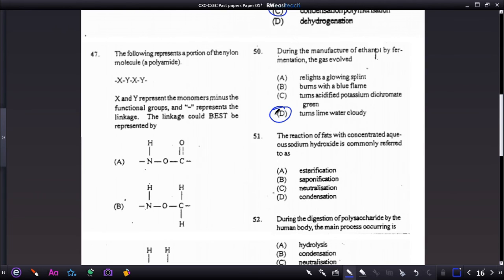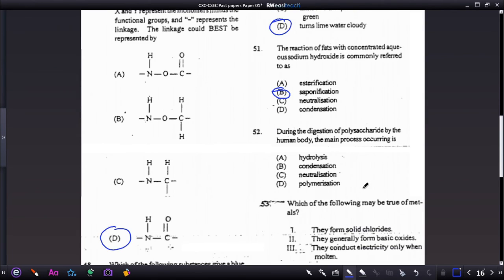51. The reaction of fats with concentrated aqueous sodium hydroxide is commonly referred to as... fat is an ester. And if we're adding sodium hydroxide, it means that it is hydrolysis of ester, base hydrolysis of ester. So the process is saponification, where the organic sodium salt would be produced, or the process of making soap.